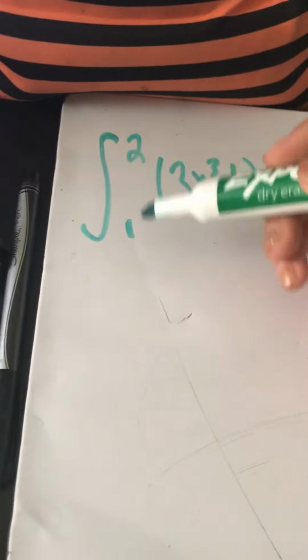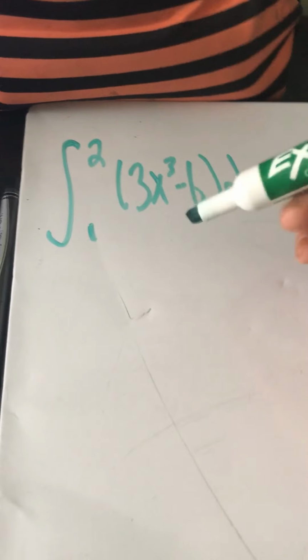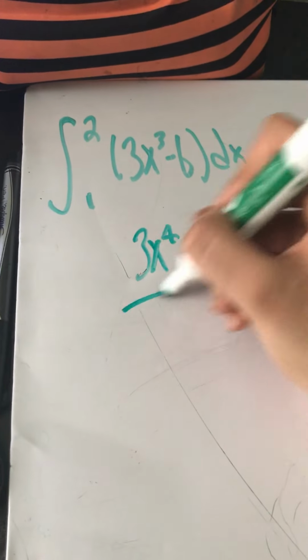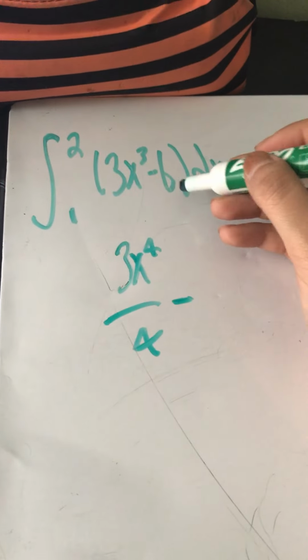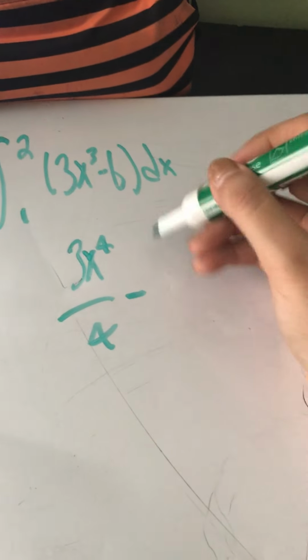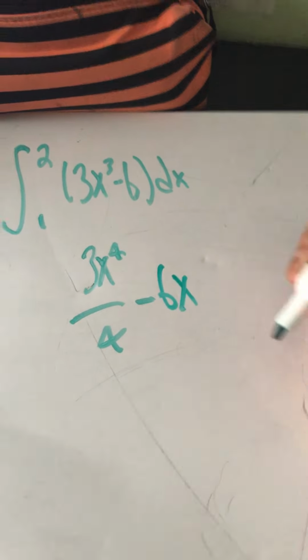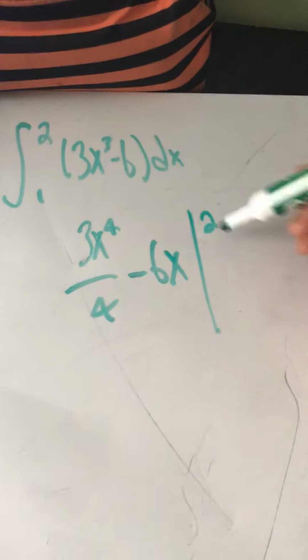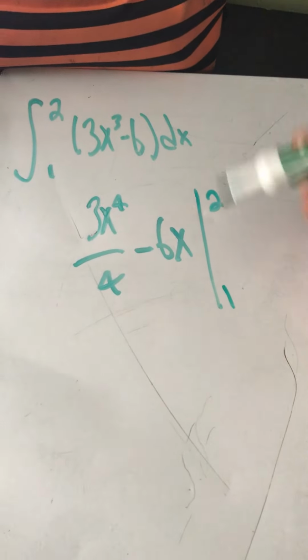Okay, so the first thing you want to do is just integrate like usual. So we're gonna do plus 1 divided by the new. So we get 3x to the 4th over 4 minus. Since this is a constant, you're just gonna add x onto it, so you get 6x. And they're asking from 1 to 2, so you're just gonna draw this line, and you get 2, and then put 1 on the bottom.